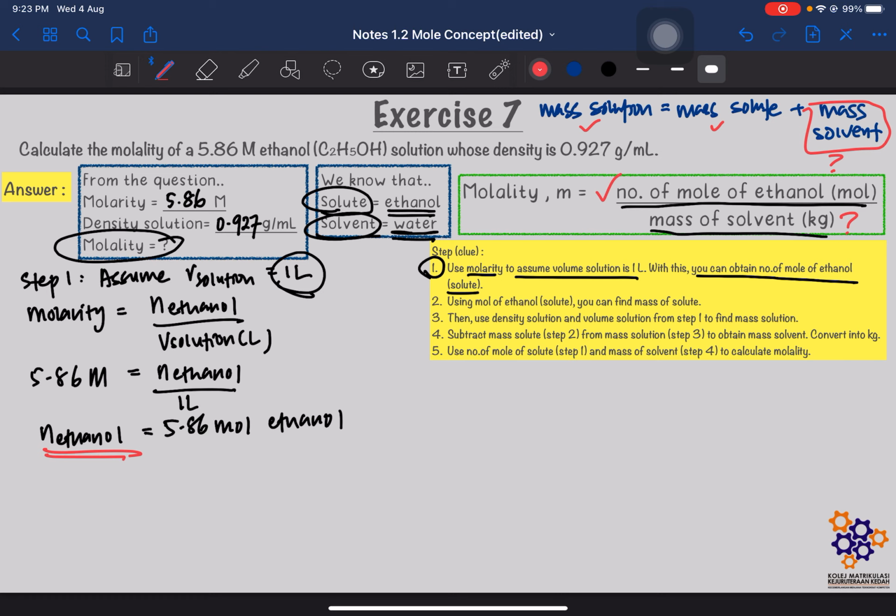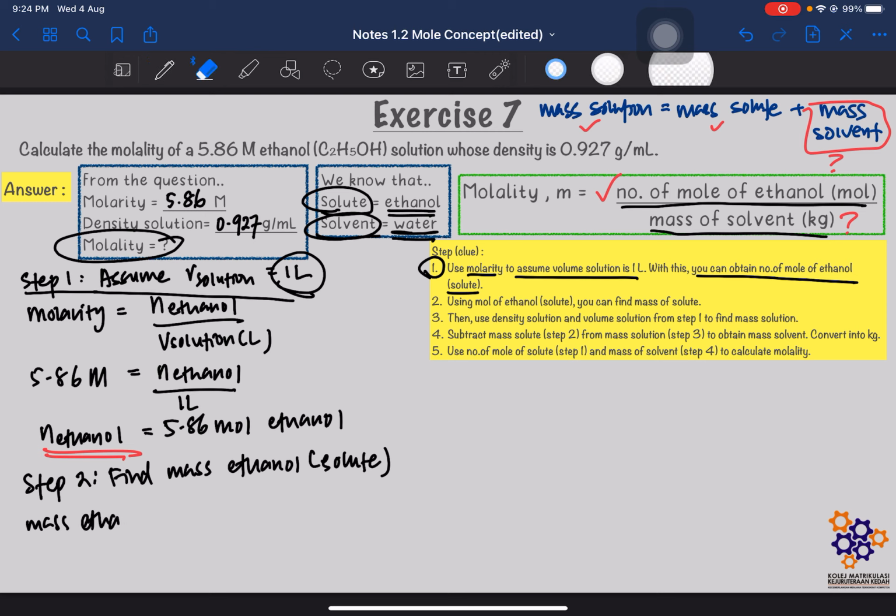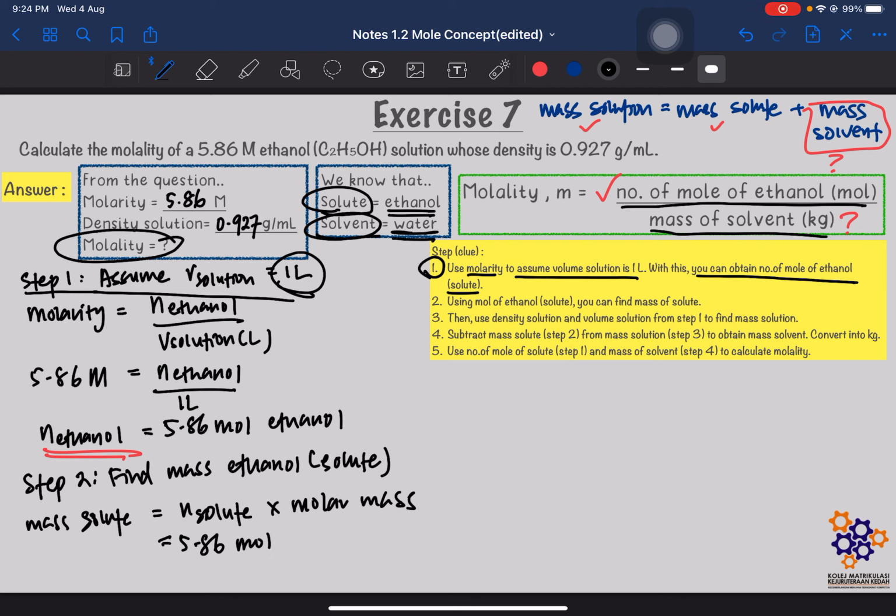So step 2, we need to find the mass of ethanol, because ethanol is a solute. So mass of ethanol, or we can say mass of solute, is equal to the number of moles of solute times the molar mass. So here, for our ethanol, the number of moles is 5.86 mole, and the molar mass is 46 gram per mole. So you will get the mass of solute is 269.56 gram.